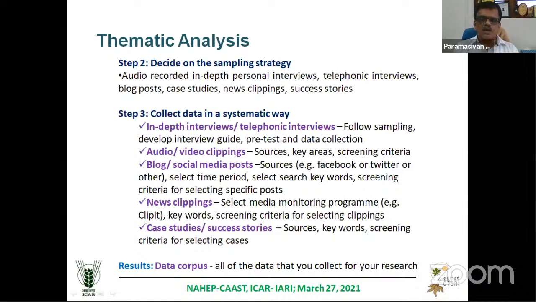Suppose you are going for a manual thematic analysis, even in the local language you can do that. There is no issue at all for you. Once you convert and write into a text form, that is called a data corpus. All the sheets which have the answers of the participants, that is called a data corpus.